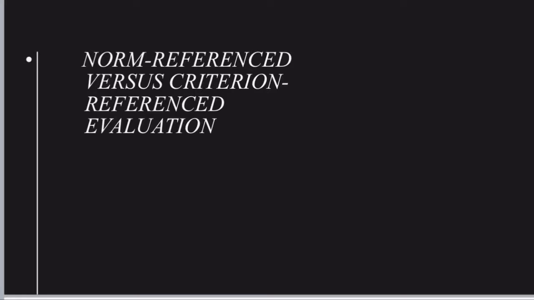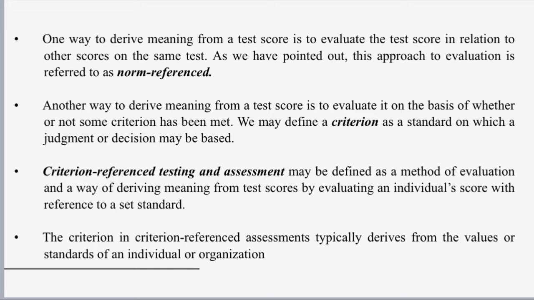So, let's proceed to norm reference versus criterion reference evaluation. One way to derive meaning from a test score is to evaluate the test scores in relation to other scores on the same test. As we have pointed out, this approach to evaluation is referred to as norm reference. So, it was explained already by Mayan.